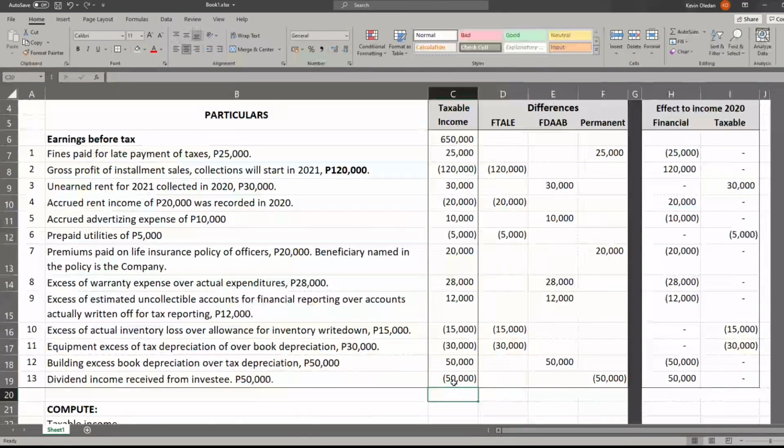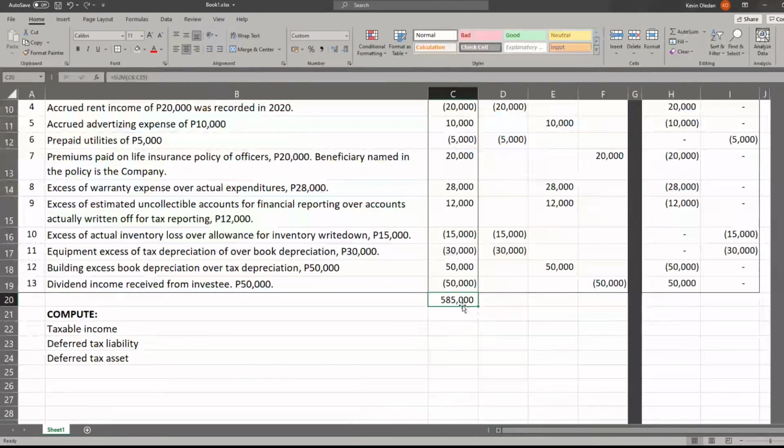All in all, if we sum it up, ang makukuha po natin na amount dito will be equal to our taxable income of 585,000. Yan na ang taxable income mo. And if we would multiply that with our tax rate na 30%, makukuha po natin magkano ang tax payable, ang current tax expense. Okay? So si taxable income, 585.